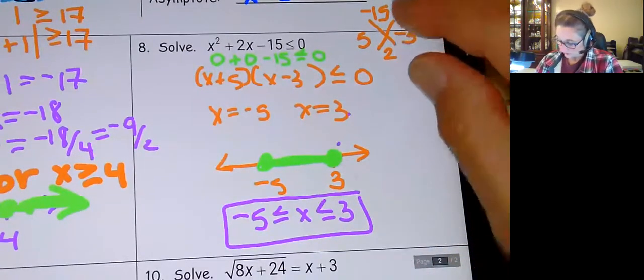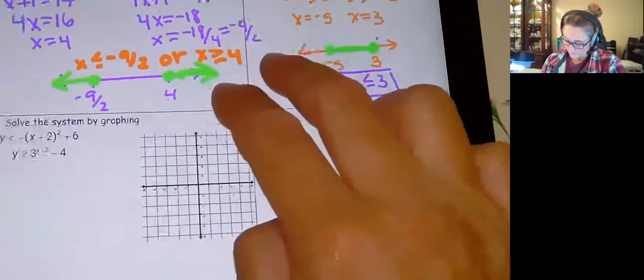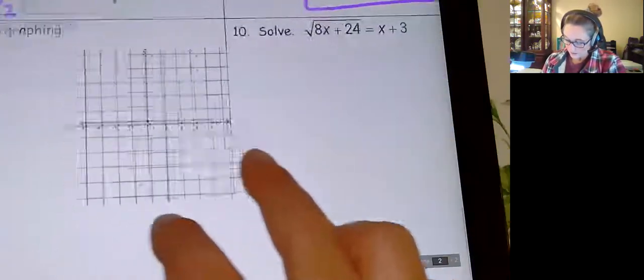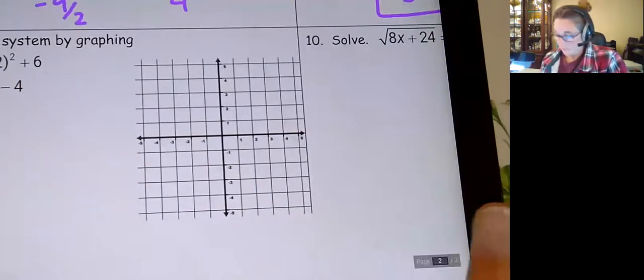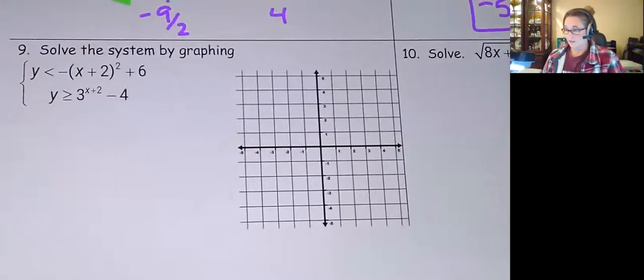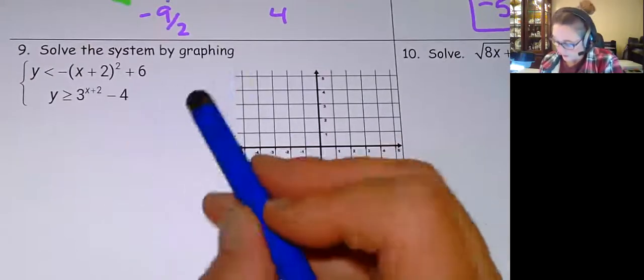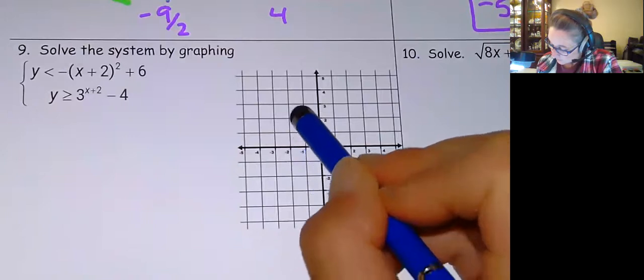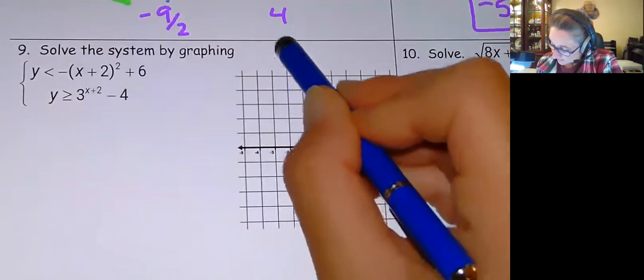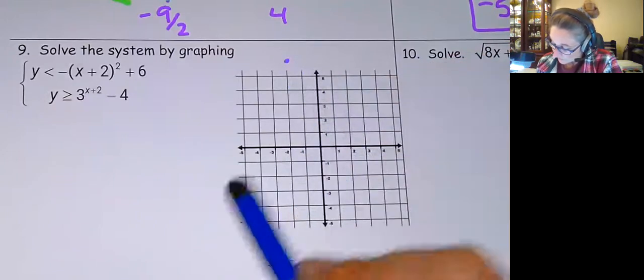And the last ones here. This is one that I'm graphing. I have a parabola and an exponential. So for the parabola, my vertex is going to be -2, 6. -2, 1, 2, 3, 4, 5, 6, kind of off the graph a little bit.